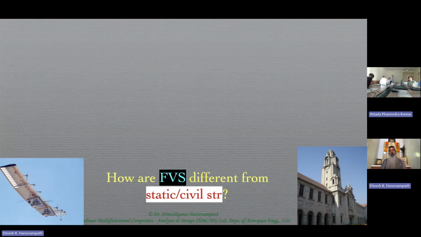As we saw yesterday, the structure is composed of two entities. One is the material that we use, or materials in most cases, because one material is not sufficient for all the components of the structure. And then the second is the geometry. So let's start from the materials point of view. What do you see as the difference between aerospace structures on the one hand and the civilian structures on the other?